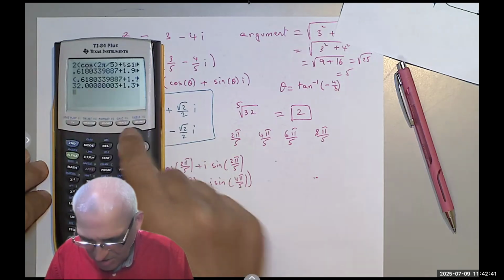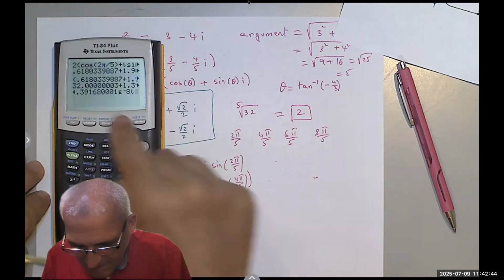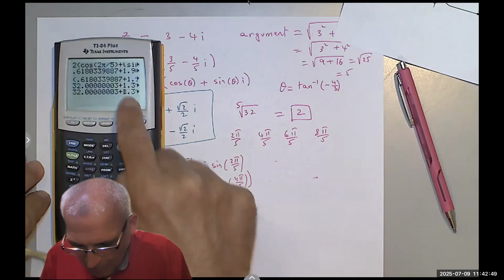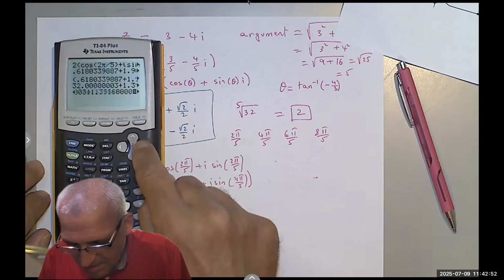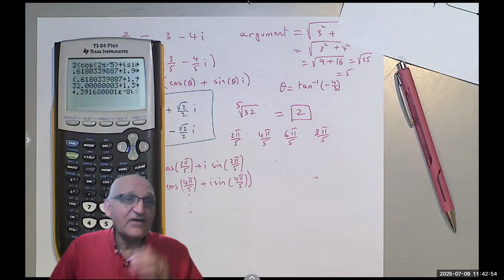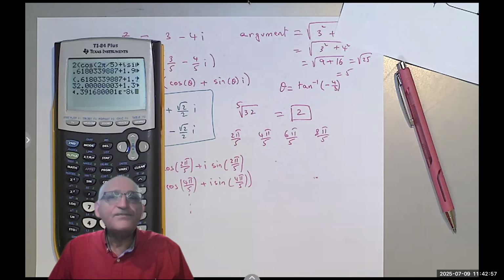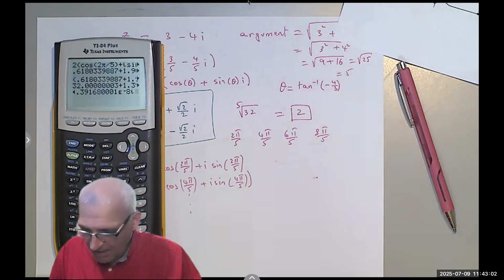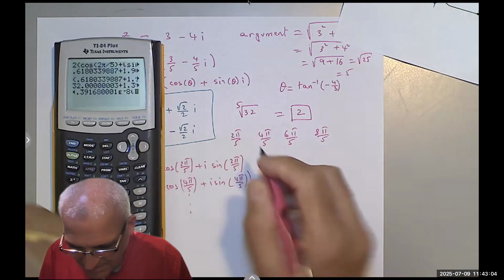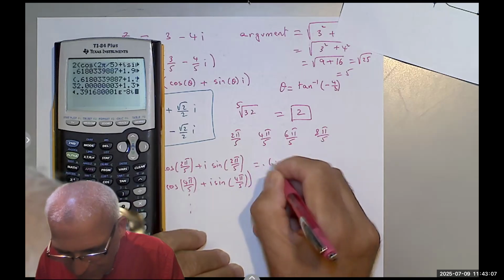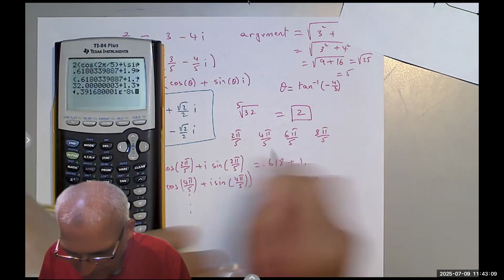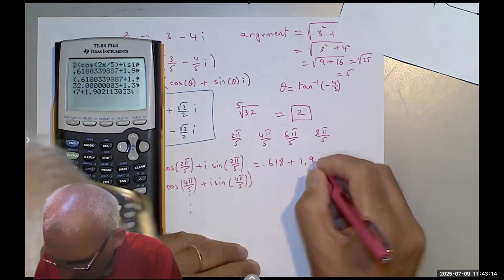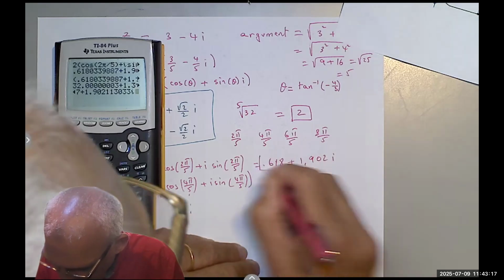And you say, oh, it's 32. Yes, that's approximation. Also, look at what we get. It's 1.3 times 10 to the negative 8, meaning divided by 100 million. That's an approximation in the calculator, but it's basically 0i. So now one of the answers is 0.618 plus 1.902i. That's the second answer.